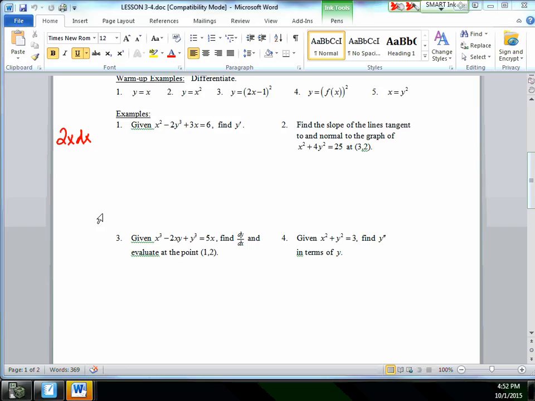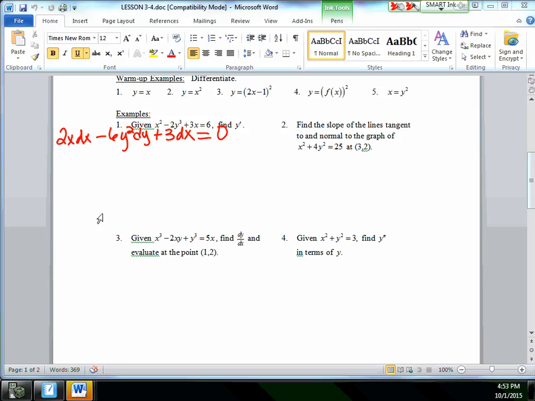Take the derivative of this term. Now we're dealing with y's. I still apply the power rule. Negative 6y squared, but I need to write dy because I took the derivative of y. Now we're on this term, plus 3 with respect to which variable? X, so dx equals... the derivative of any constant is 0.